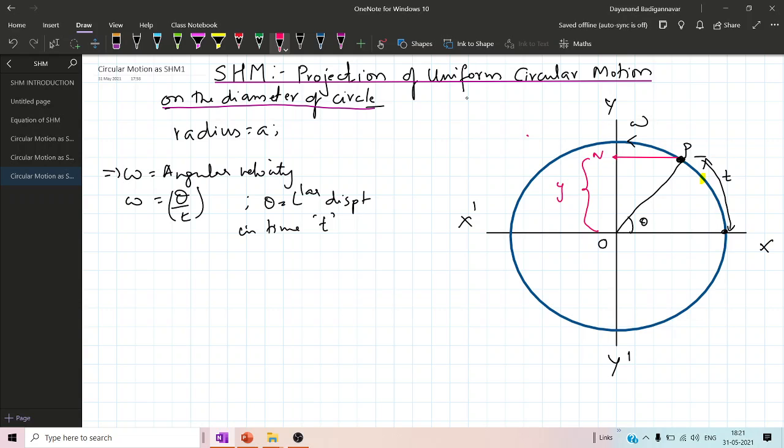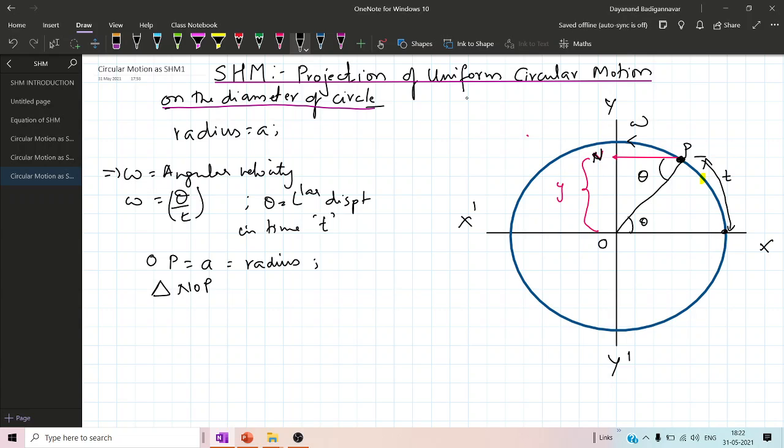Now, if the angle described by the particle is theta, this is the angular displacement. Then from simple geometry, this other angle is also equal to theta. And OP is equal to A, because it is nothing but the radius of the circle. So from the triangle NOP, if this is theta, this angle will also be theta.